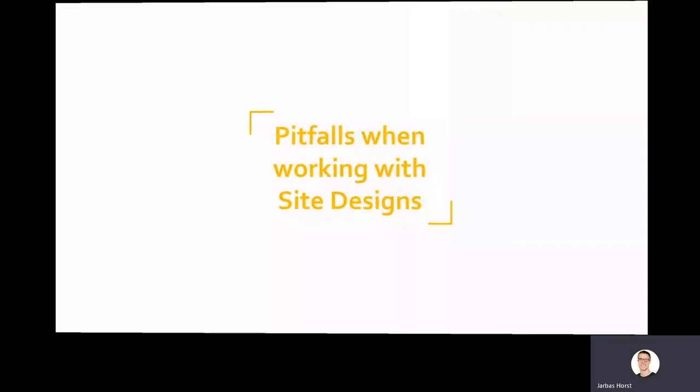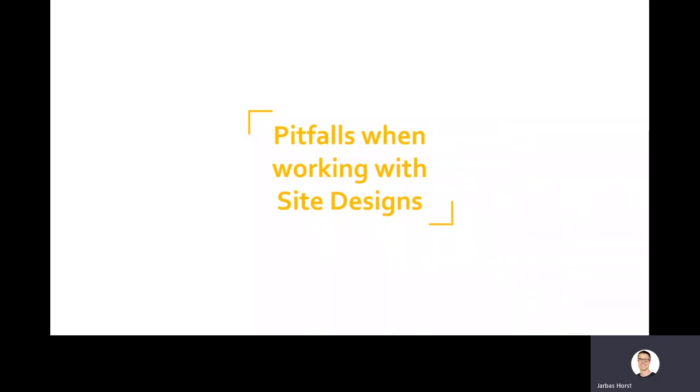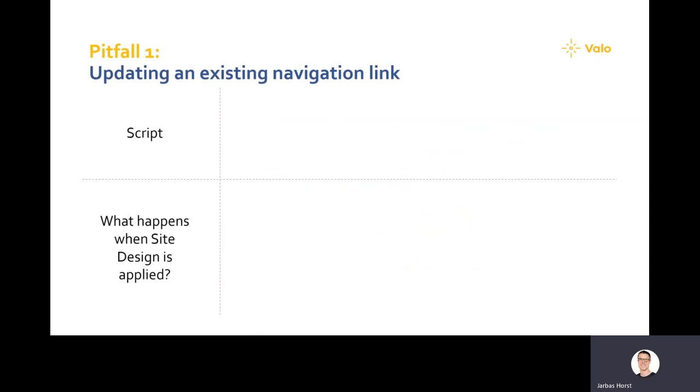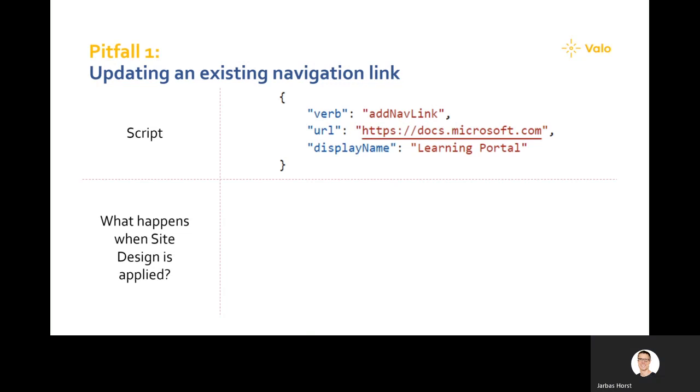In the next slides, I want to show you pitfalls that you might have when working with site designs. The first pitfall is about updating an existing navigation link. I already have the learning portal link in different site collections. And now I want to update the link from this navigation entry. At the moment, it is msdn.microsoft.com, and I want to update it to docs.microsoft.com.